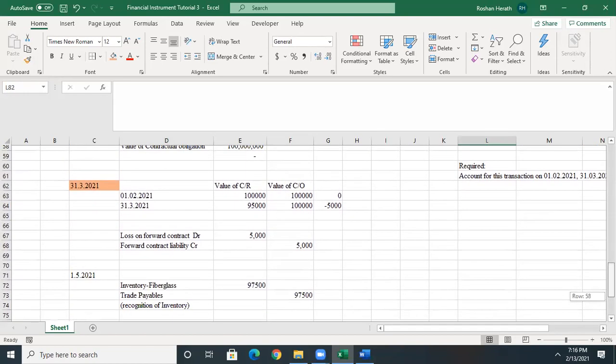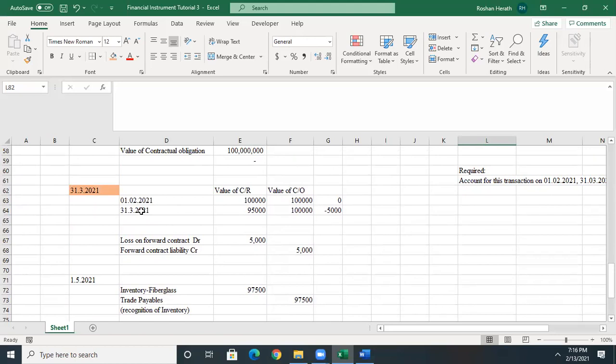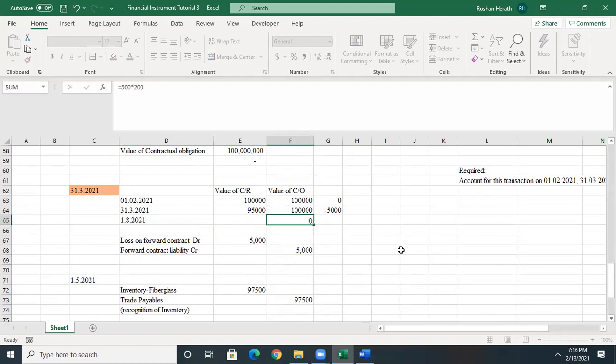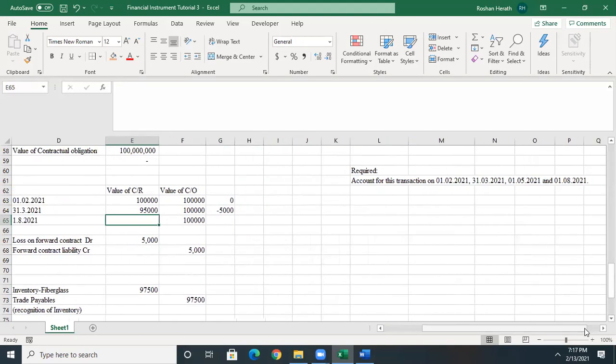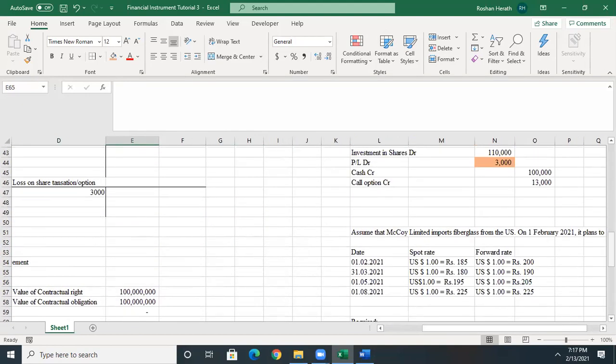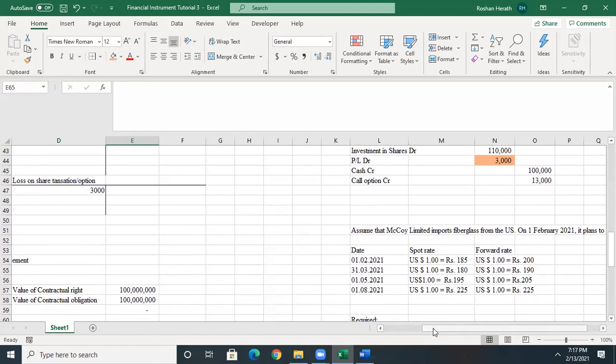So what about the forward contract? We have come up to 31st March 2021. Now we have come to the maturity, 1st of August 2021. What about your contractual obligation? You are still ready to pay only for 500 US dollars. You are ready to pay 100,000. But what is the forward rate? It has to be equal to the spot rate, because the forward rate is your prediction about the spot rate. Hence, at the maturity, the forward rate must always be equal to the spot rate.